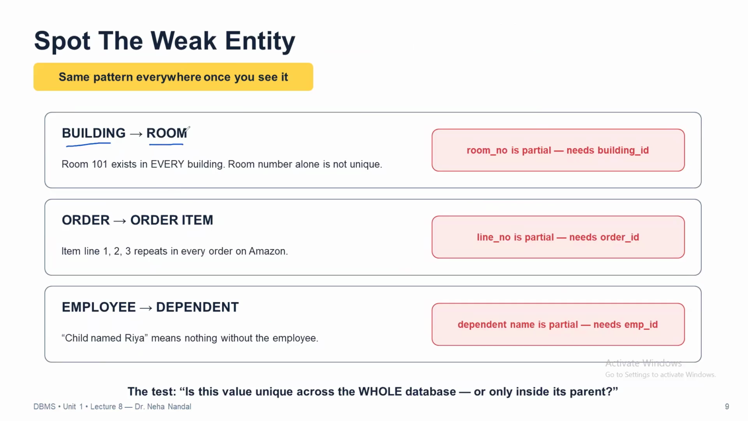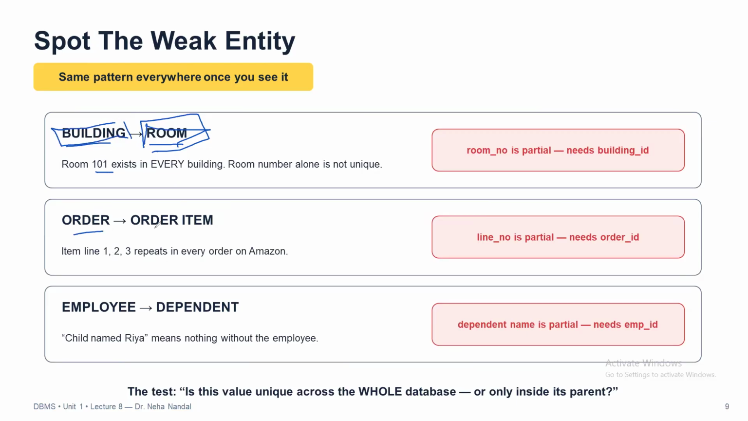Correct. Suppose you have 3 buildings. Every building will have 101 as a room number. So room itself cannot become a strong entity. Room number alone will be useless. You need building plus room number. So here, your room will become a weak entity. Great. Got it. And this is your strong entity.